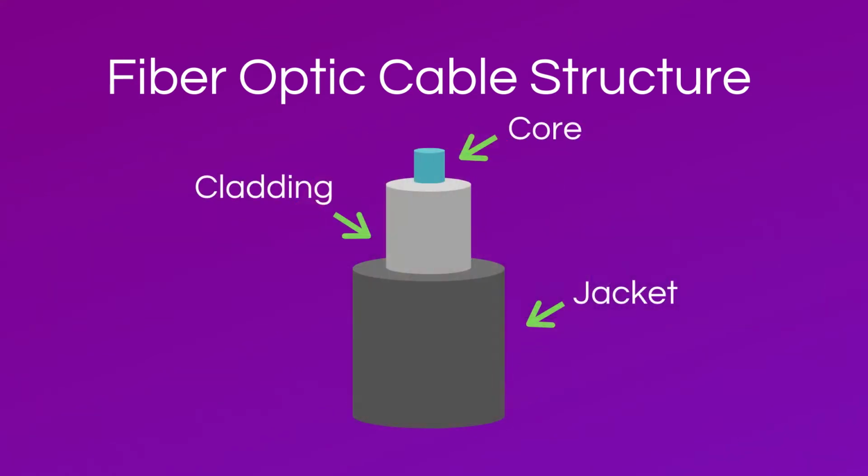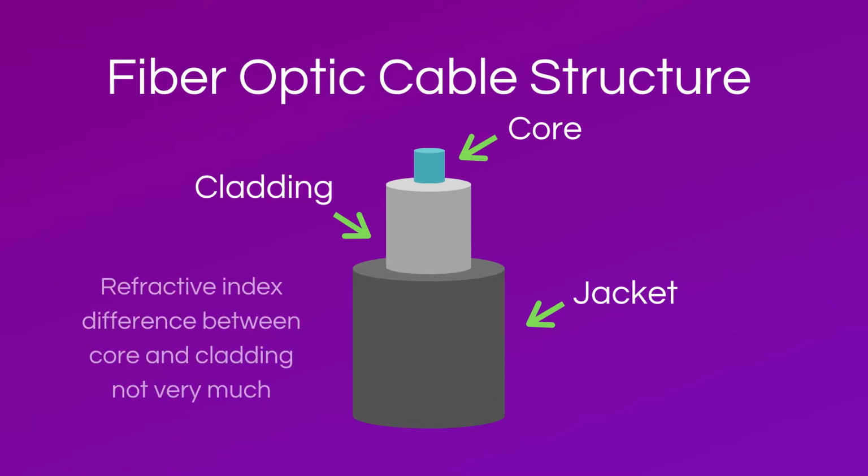To be viable, fiber optic cable has a core that transmits light, cladding made of a lower refractive index material than the core that enables total internal reflection, and a plastic jacket that protects the cable from damage. The refractive index difference between the core and cladding is not very much. For example, the core will have a refractive index of 1.48 and the cladding will have a refractive index of 1.46.